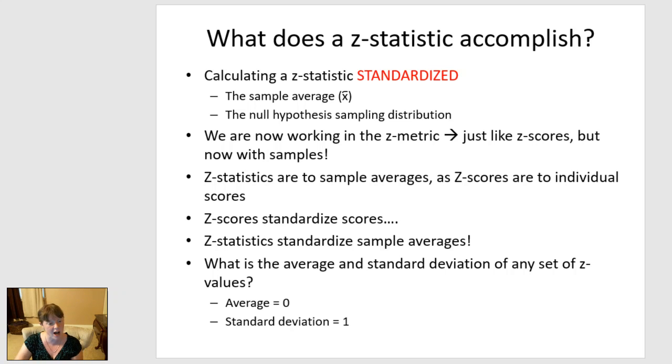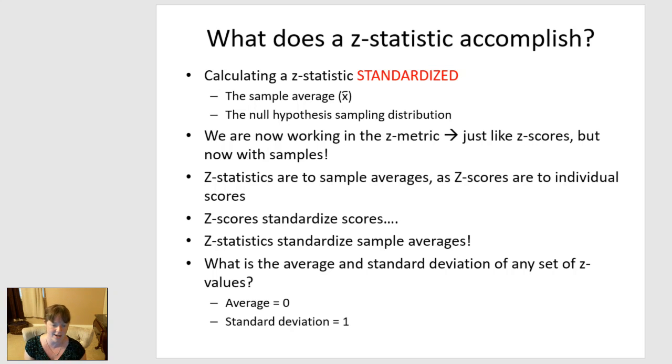Anyway, so what you've done is standardize your sample average. We standardized 30. But what it also does is standardize your null hypothesis sampling distribution. It turns it into an infinite number of z's. And it's exactly like turning all the scores into z's, except now we've turned all of our sample averages into z's. They're not called z-scores now, they're called z-statistics. But we're now working with that z metric, that standardized metric.